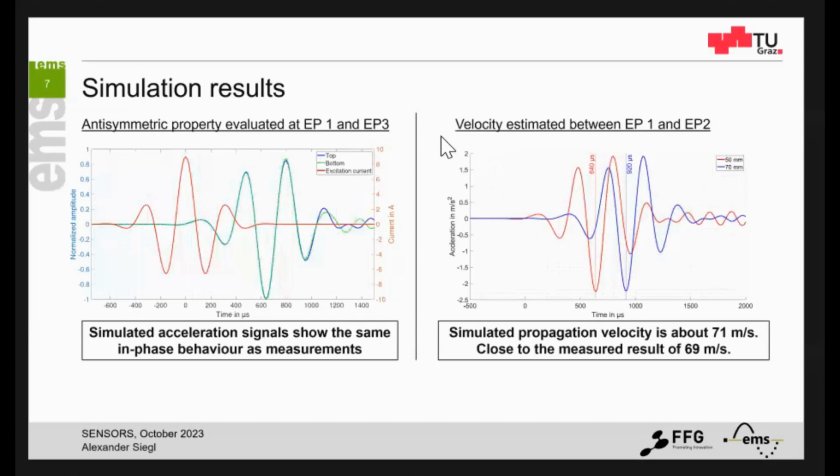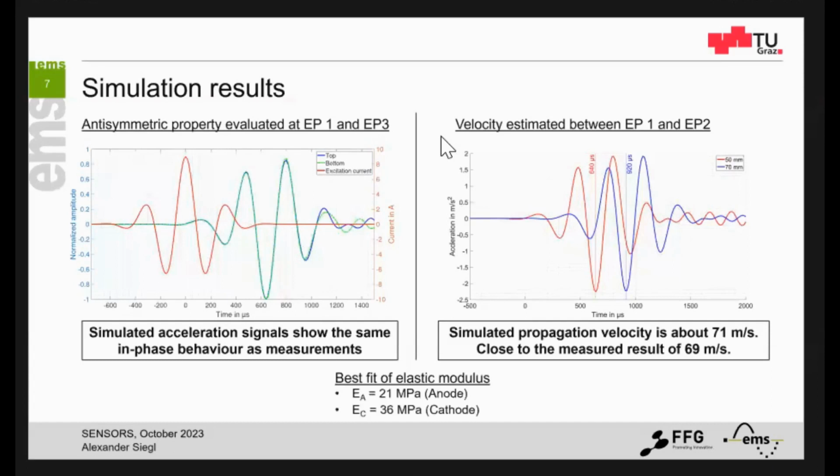Regarding the velocity, we get the following result. We now evaluate the acceleration on evaluation point 1 and 2. So this is on the top side of the battery. The distance between those points is 20 millimeters. And what we actually see now in red and in blue again are the out of plane acceleration at the 50 millimeter point and at the 70 millimeter point. And when we extract our points in time from the red and the blue curve at the minimum, we can achieve a propagation velocity of about 71 meters per second. So this is very close to the measured velocity of 69 meters per second.